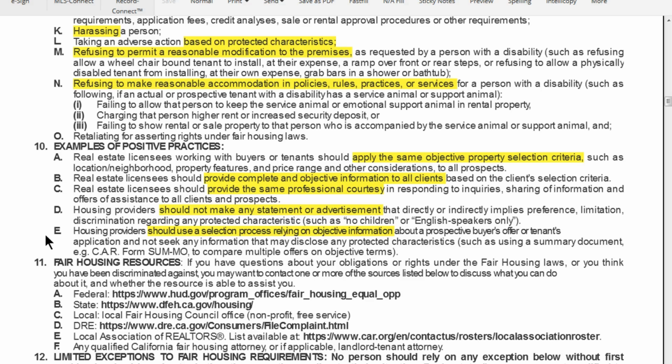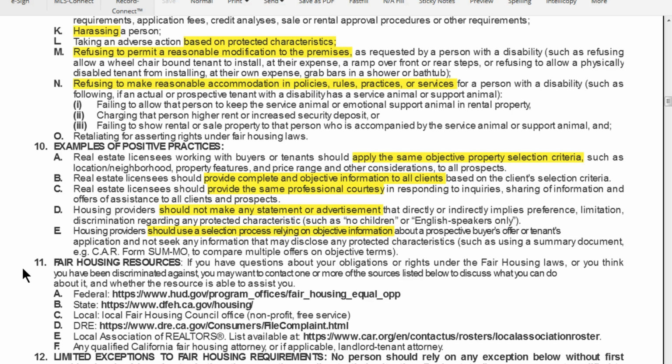And in 10E, it states that housing providers should use a selection process relying on objective information about a prospective buyer's offer or tenant's application, and not seek any information that may disclose any protected characteristics. Once again, you want to use the merits of the offer, not the characteristics or qualities of the person making the offer.